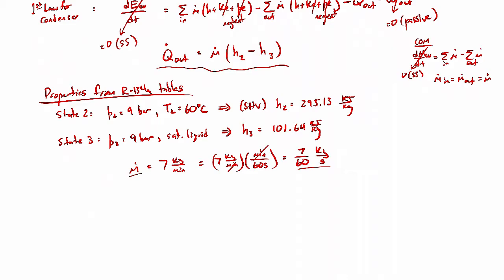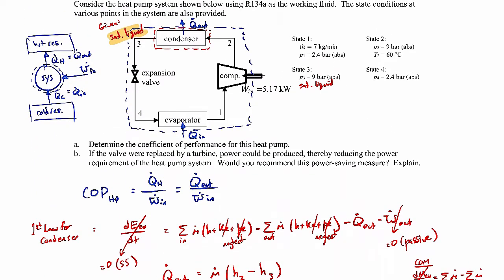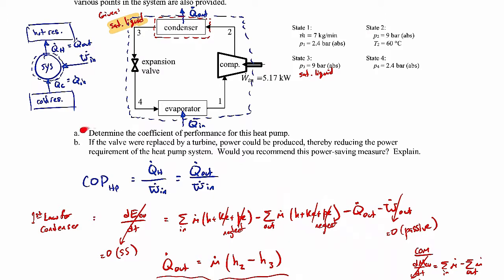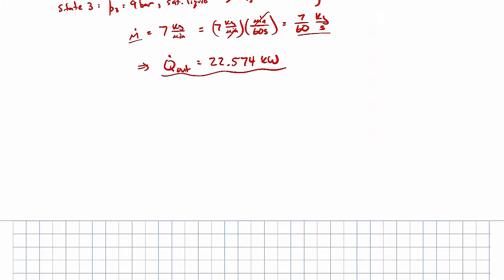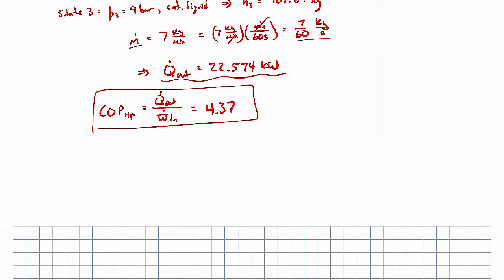So we can plug those numbers into the expression we have for Q dot out. What we'll get when all is said and done is 22.574 kilowatts. We now have our Q dot out. We know the W dot in, that was given in the problem statement here. It's 5.17 kilowatts. So then we can determine the coefficient of performance using the expression we have up here. Coefficient of performance for our heat pump cycle will be Q dot out over W dot in. When you plug in the numbers, it comes out to be 4.37. All right, so that's part A of this problem.